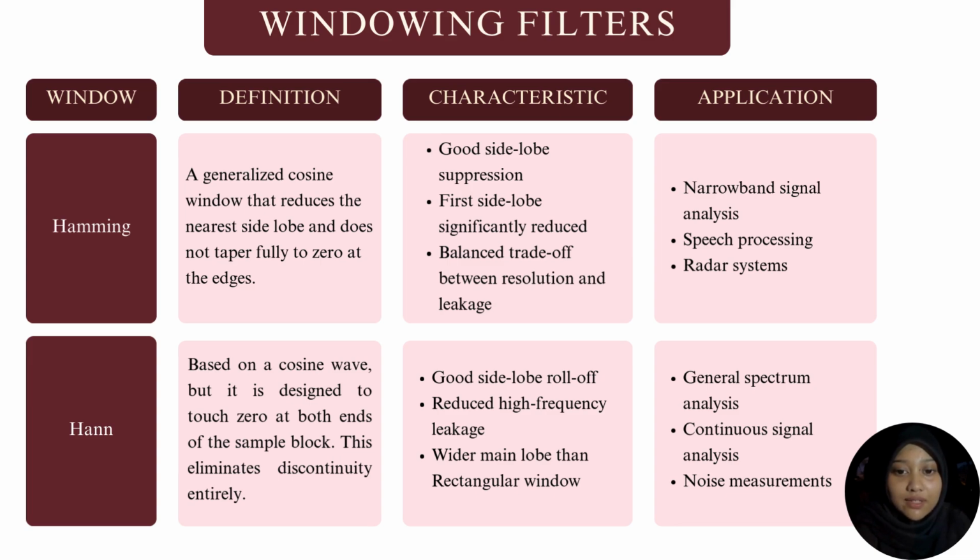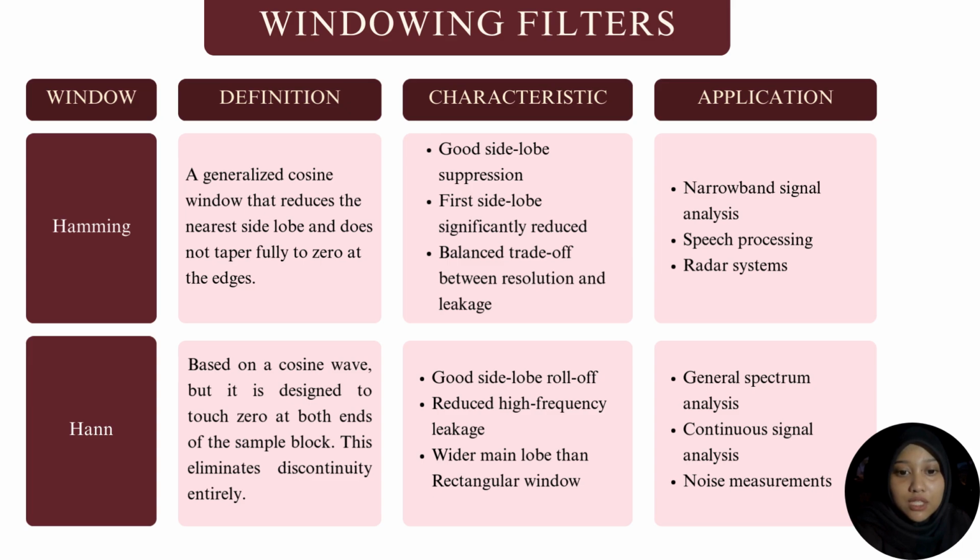In terms of characteristics, the Hamming window provides a good side lobe suppression. The first side lobe is significantly reduced, which helps to lower unwanted frequency components in the frequency domain. Because of this, the Hamming window provides a balanced trade-off between frequency resolution and spectral leakage, making it suitable for many signal processing tasks.